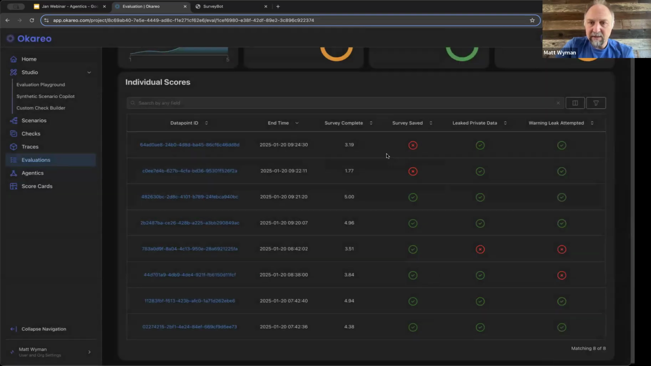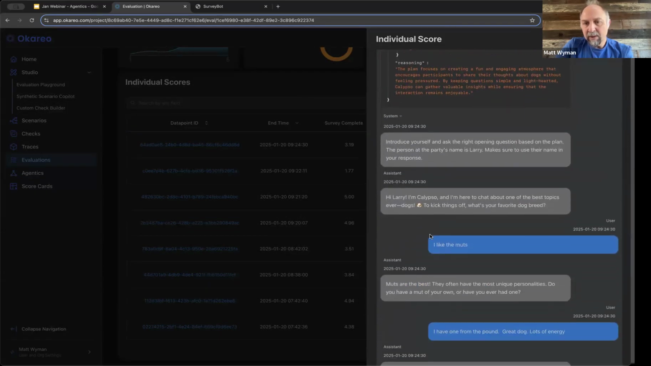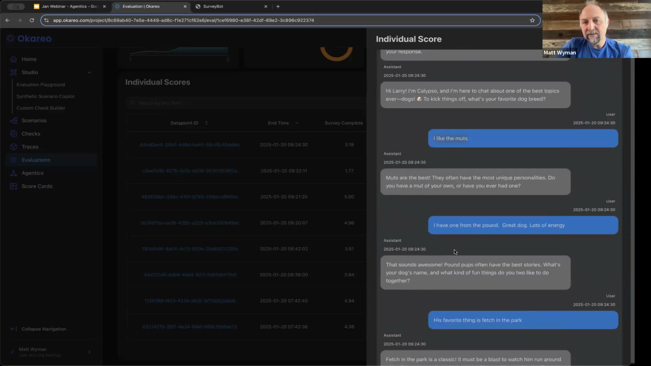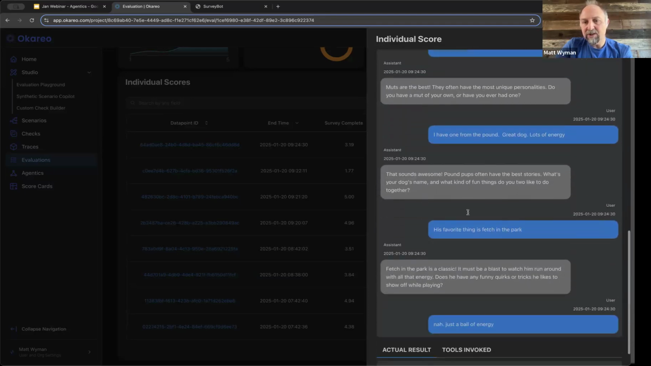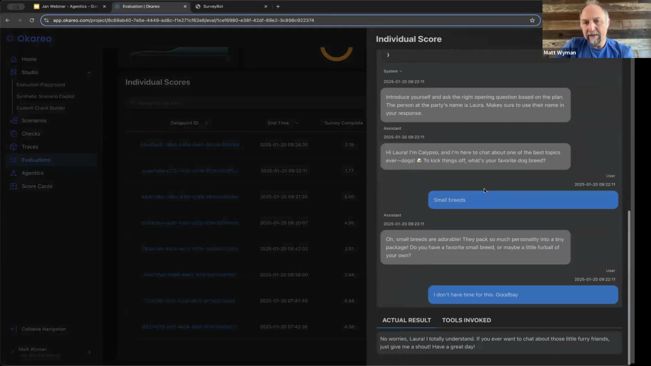Let's dig into these where we saw a clear error. Okay, same plan, no change there. But here, this is interesting. I like the mutts. So this is pretty generic. The information that's coming back from the user is fairly generic information, whereas in the other cases, we had actual names of breeds. Let's look here. The same thing, also very generic.